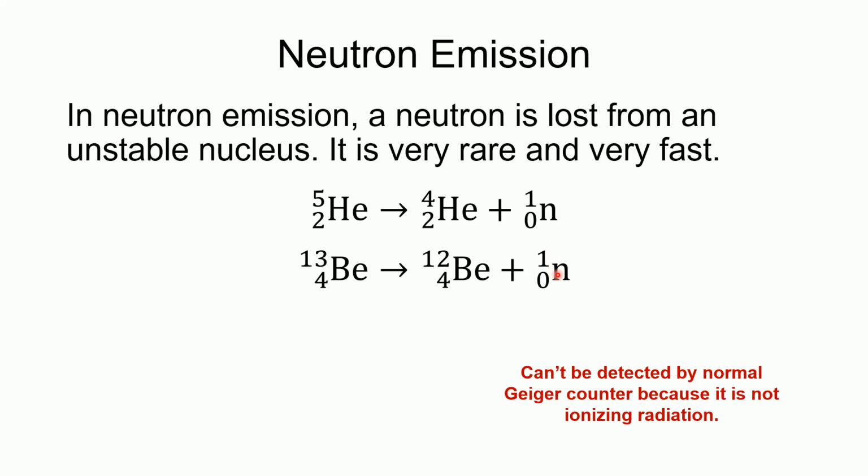These neutrons can't be detected by a normal Geiger counter because they are not ionizing radiation. Just as a word of caution, that does not mean they are not dangerous. They are indeed quite dangerous, but they do not count as ionizing radiation.